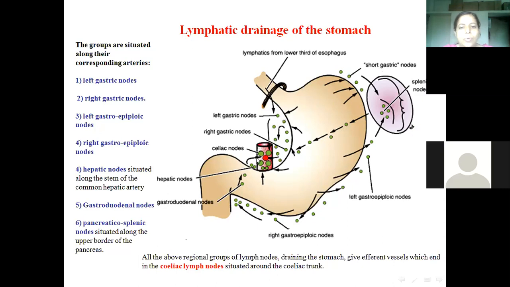Left gastric also move to celiac group of lymph nodes. Gastroduodenal also move towards celiac group of lymph nodes. Right gastroepiploic and gastroduodenal nodes, they are draining into hepatic. Finally, hepatic lymph nodes also will drain into celiac group of lymph nodes. In your textbook also similar type of explanation is given. You should understand the concept. So lymph from all the directions is moving to celiac group of lymph nodes, which is situated around the celiac trunk.